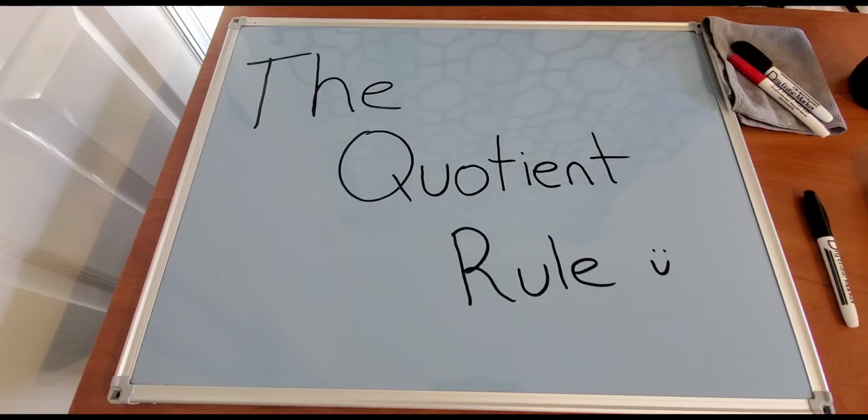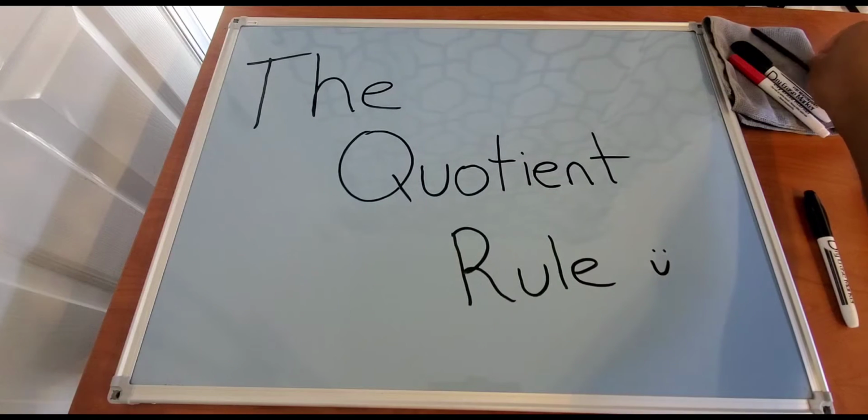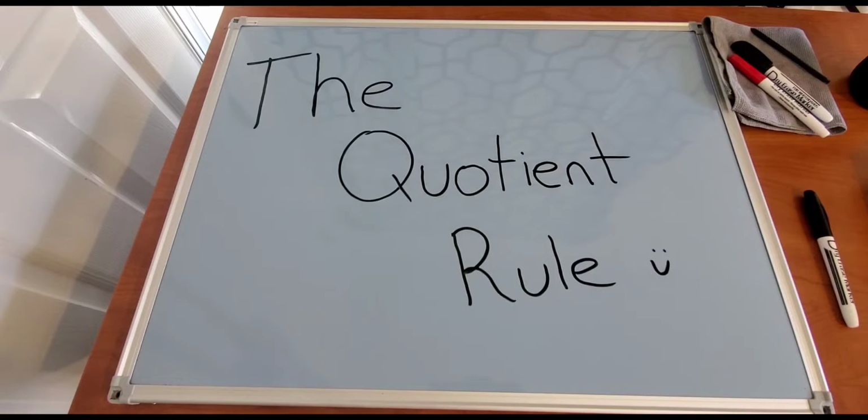Good afternoon, guys. Today we're going to be talking about the quotient rule. The quotient rule is kind of like the product rule in a sense because they're both used for taking derivatives, and it's probably the one that people will be learning right after they learn product rule.